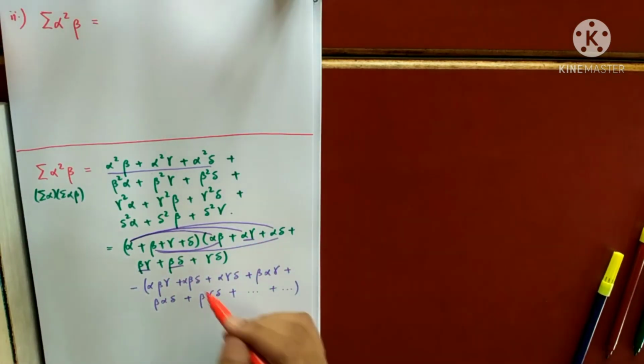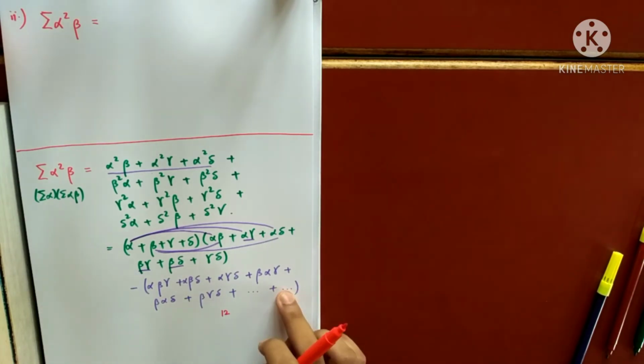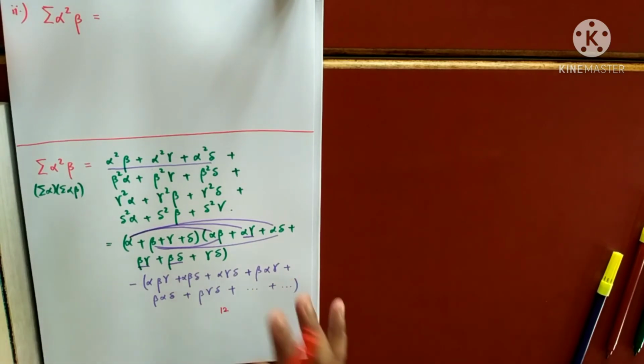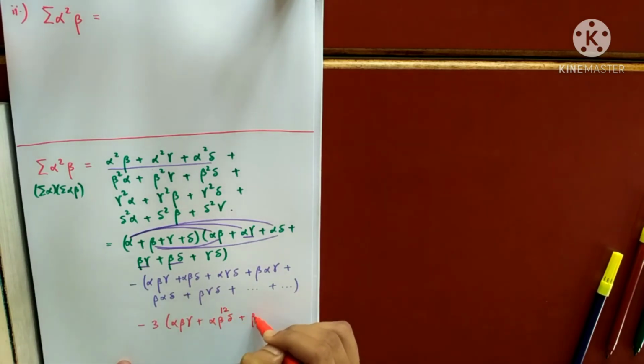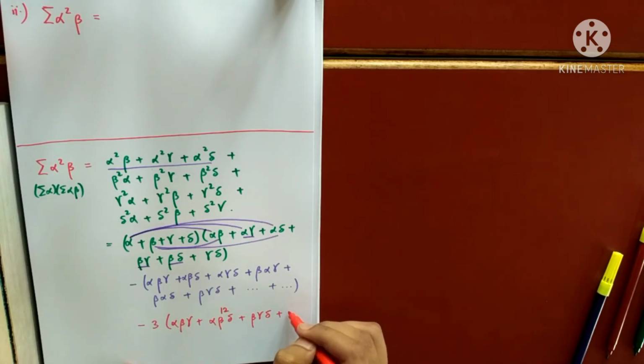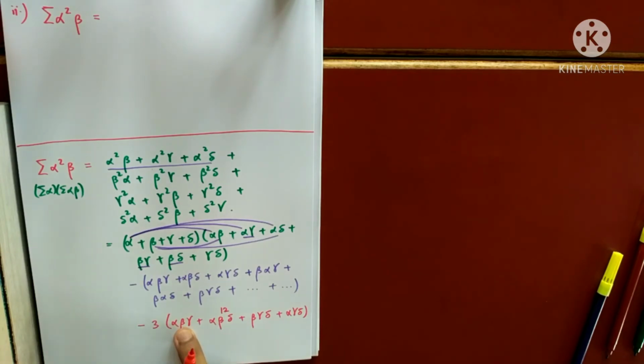You will notice there are 12 terms inside the bracket. You can check that each term will be repeated 3 times. Write 3 more terms and 3 more terms and you will see each term repeated 3 times. I will remain with minus 3 times alpha beta gamma, alpha beta delta, beta gamma delta, and alpha gamma delta. You will see you are remaining with these 3 terms, these 3 terms, these 3 terms, and these 3 terms. That will make it 12 terms.